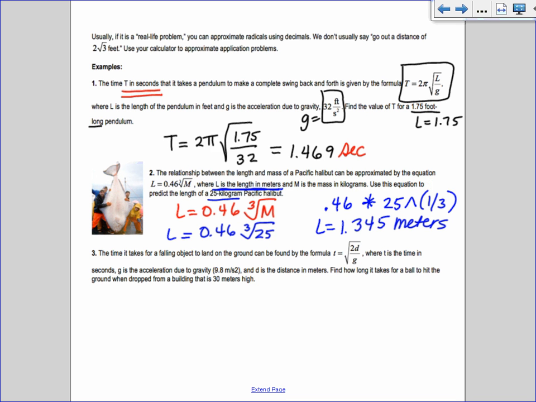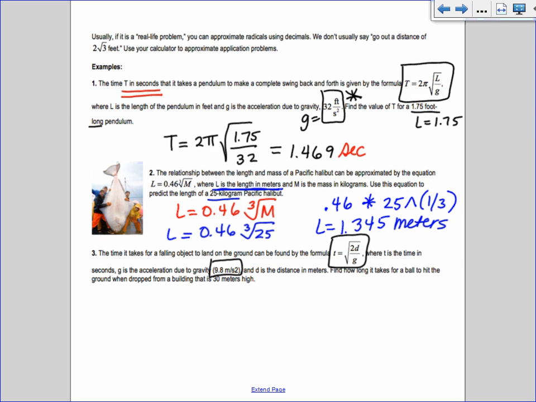All right, number 3. So it says the time it takes for a free-falling object to land on the ground can be found by the formula T equals the square root of 2d over g, where g is the acceleration due to gravity, but now it gives us a completely different number than we had up here. Do you guys see how these numbers are different? 32 feet per second squared, 9.8 meters per second squared. You see the different one? One is in feet, one is in meters. They're the same number. They're just different units. And d is the distance in meters.